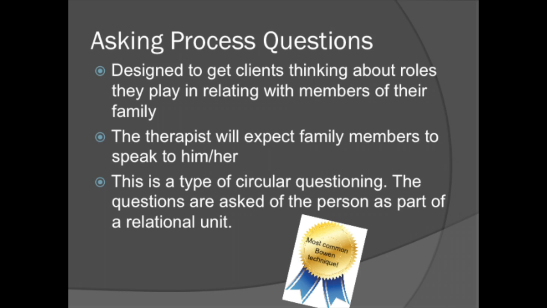Process questions are the most commonly used Bowen technique. When the therapist is engaging in this technique, they will remain controlled, somewhat detached, and cerebral. Process questions are a type of circular questioning that are asked of the person as part of a relational unit. Questions that emphasize personal choice need to be asked, such as, how do you want to react when? Name the situation. Remaining neutral is key. In session, the therapist will expect the family members to speak directly to him or her instead of to one another.